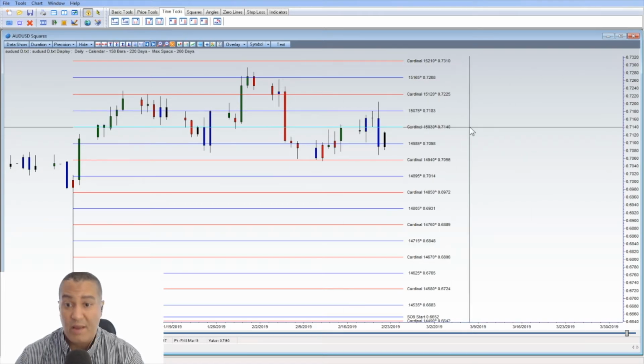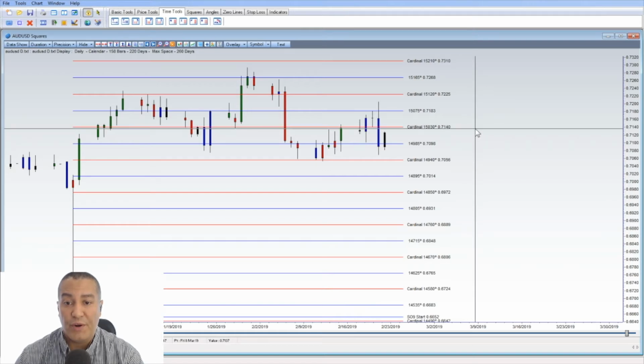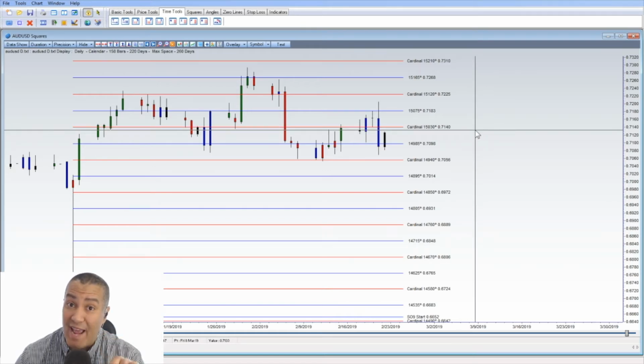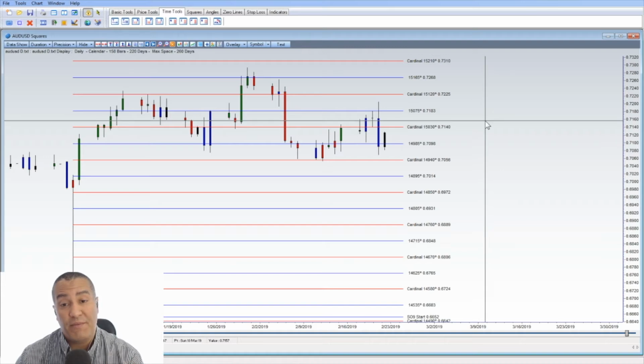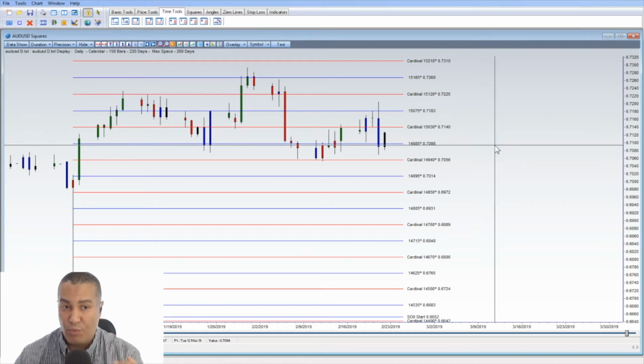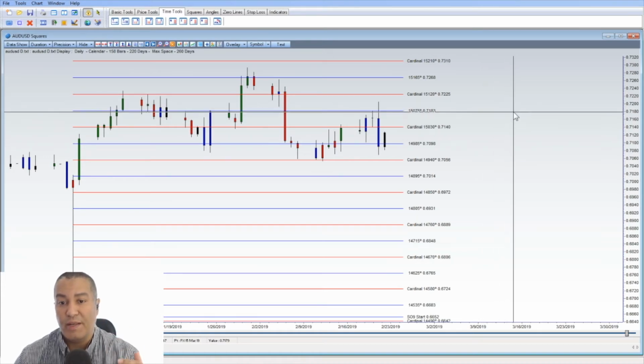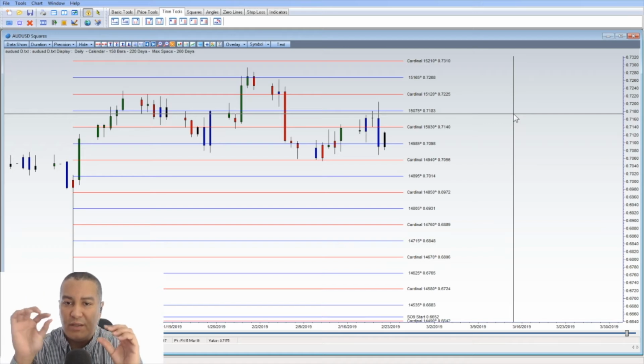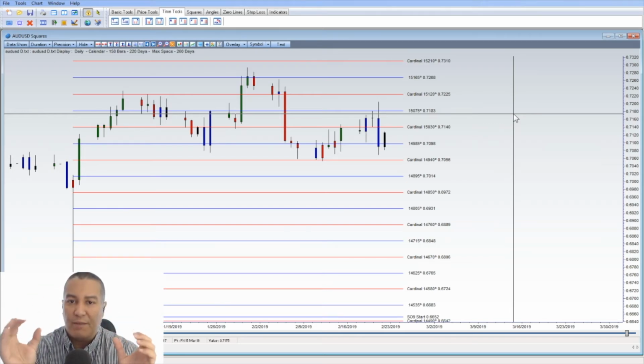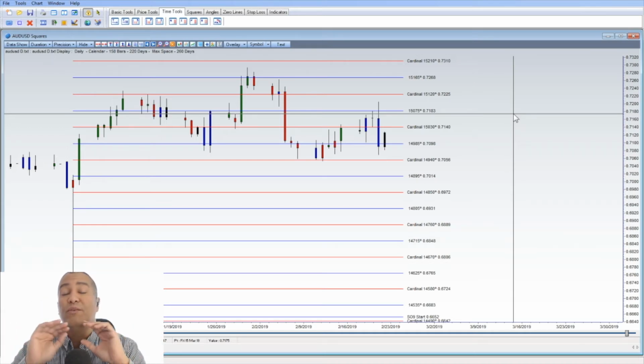So keep in mind, the cardinal level, 71.40, is the resistance that we have now as we speak. If we get above that, and it's moving within the Square of 9, then 71.83. And once you get all these levels and jot them down on a piece of paper, you can see there are little clusters. And those clusters are the ones that have more impact.